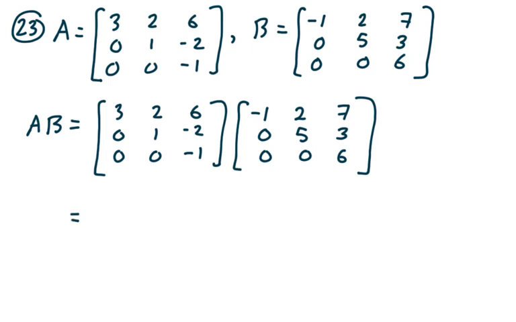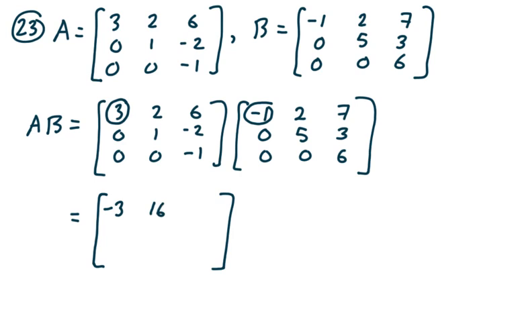And then what's going on? If I look at the first row, I want the entry in the first row, first column. That's going to be 3 times negative 1, which is negative 3. Then the entry in the first row, second column is 3 times 2 plus 2 times 5. So that's 16.